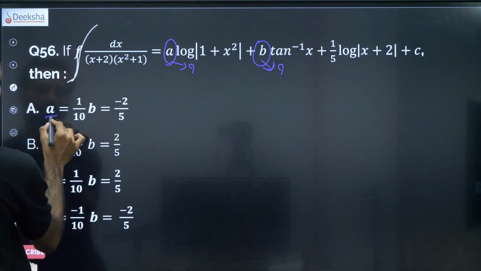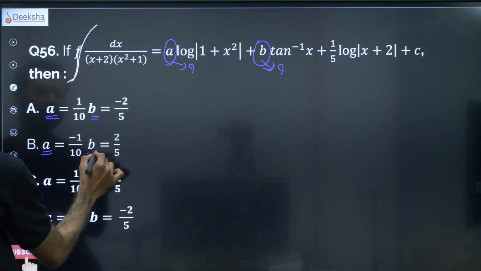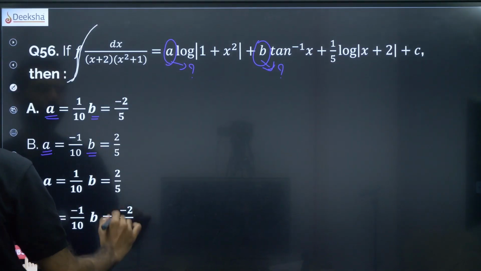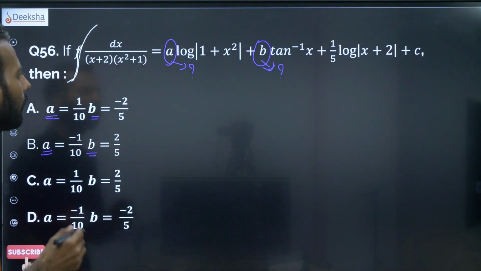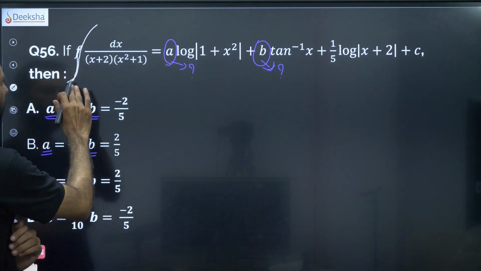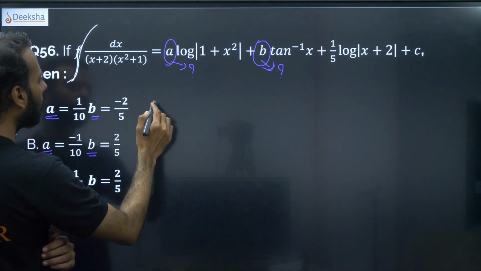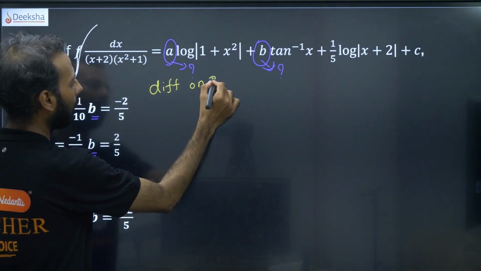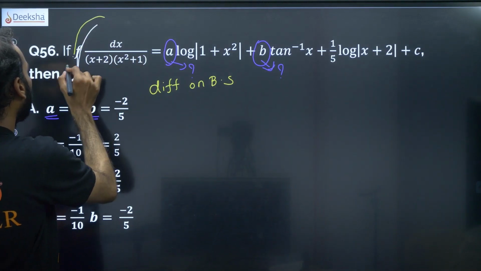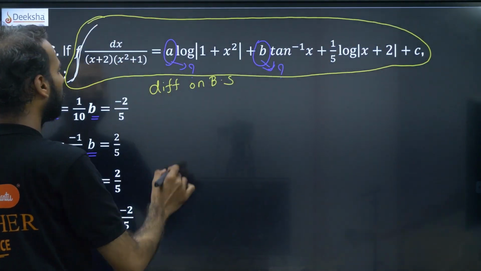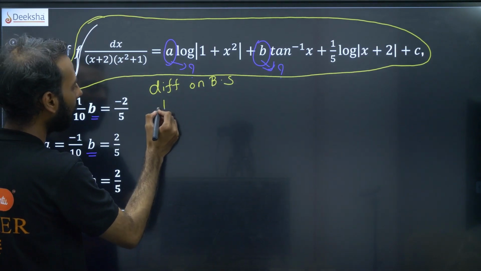By seeing the options we can make out the A, B values they are asking. So now how to approach this problem? There is integration dx here, and here integration is not there. Let me apply differentiation on both sides of this equation. So differentiation and integration will get cancelled.